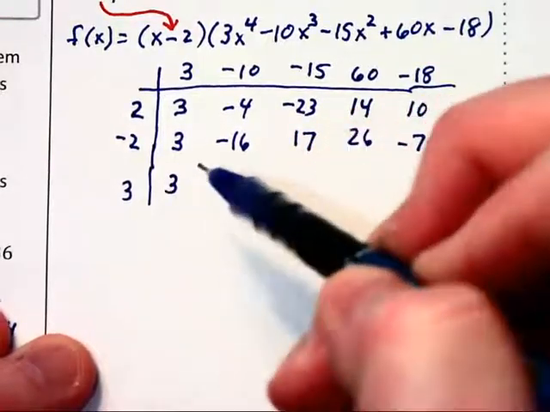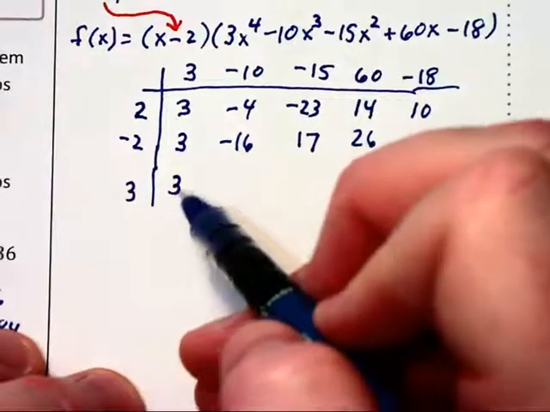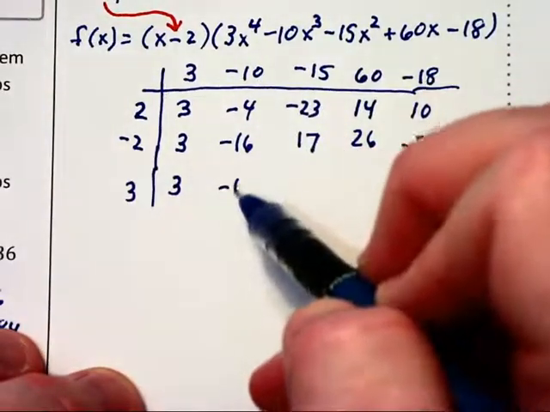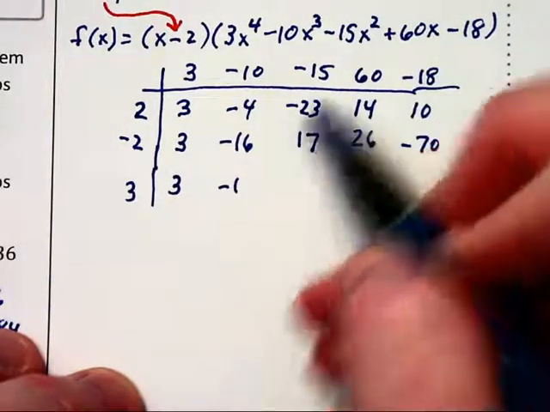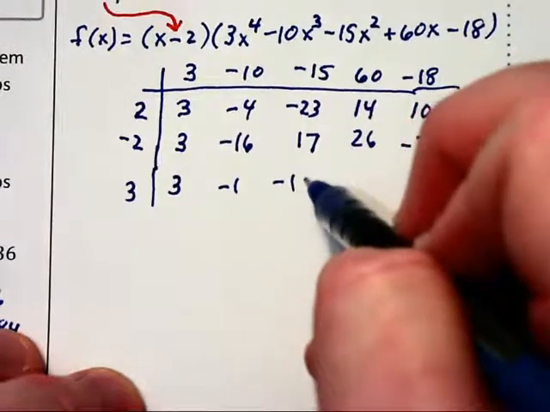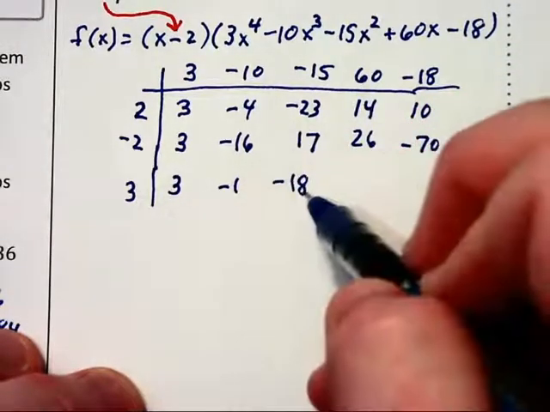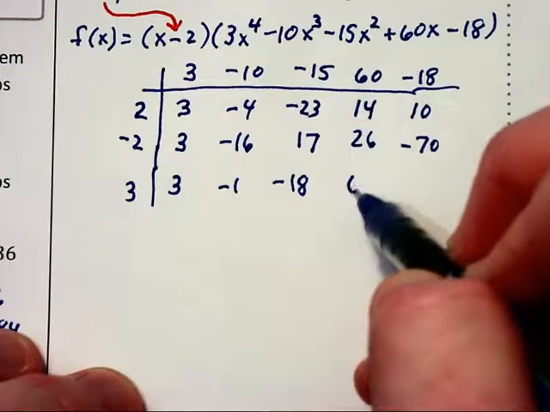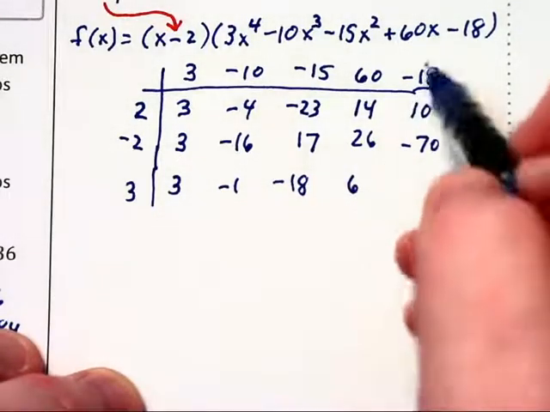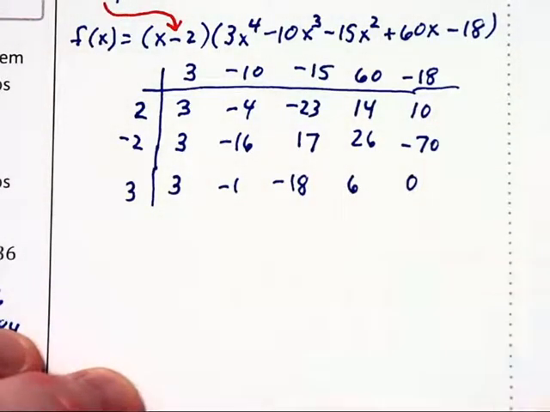Bring down our leading coefficient 3. 3 times 3 is 9, minus that 10 is negative 1. 3 times negative 1 is negative 3, minus that 15 up there is negative 18. 3 times negative 18 is negative 54, plus that 60 makes 6. 3 times 6 is 18, minus 18 is 0. Ding, ding, ding, we've got a winner.